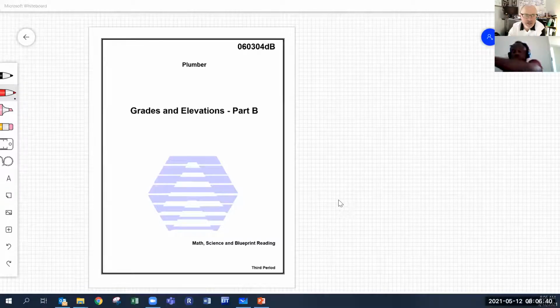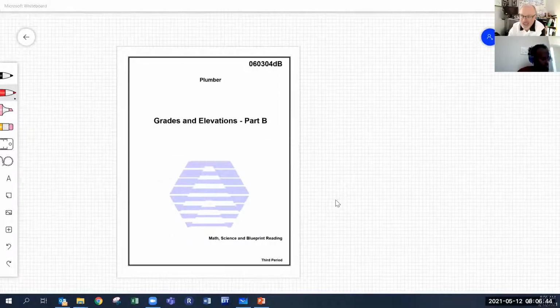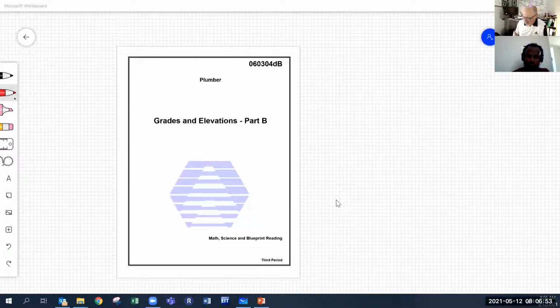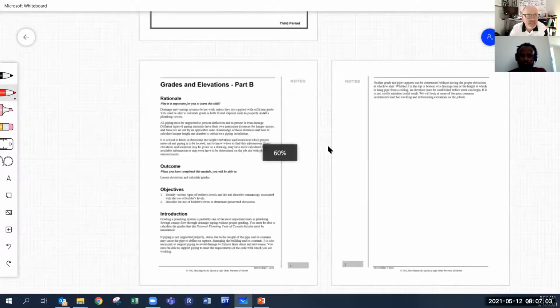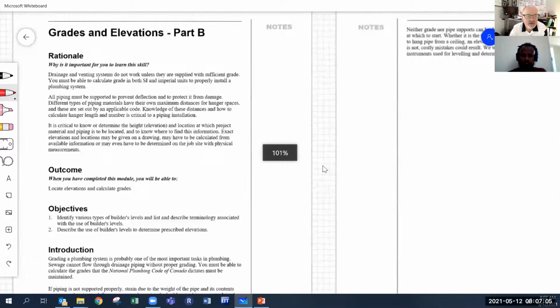Okay, so we're starting this ILM, Grades and Elevations, Part B. And this is going to lead us into our shop class as well for builder's level. These are some of the things that you need to know to complete this shop class, and that's why we're going through this ILM next.